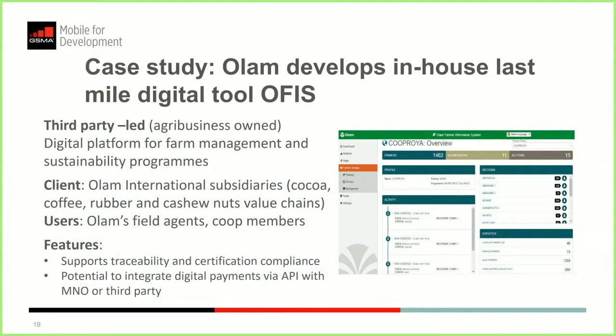A digital tool for last mile. Olam has developed an in-house tool called the Olam Farmers Information System. For short, we're going to call it Office. It supports the multinationals' needs to complete targets for their sustainability and traceability programs. What does this mean? Essentially, the system replaces data that was collected via pen and paper.